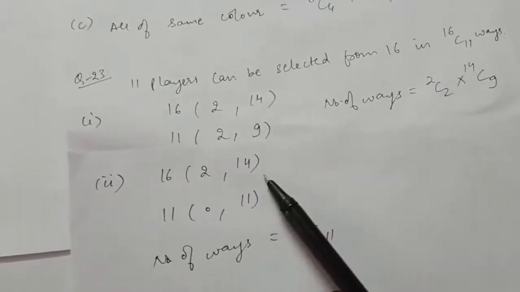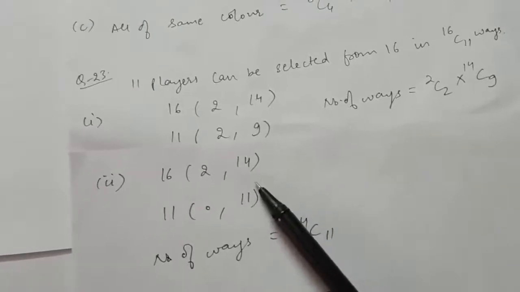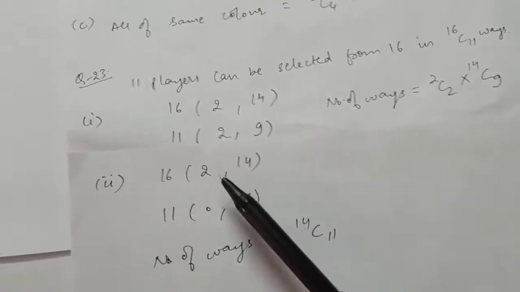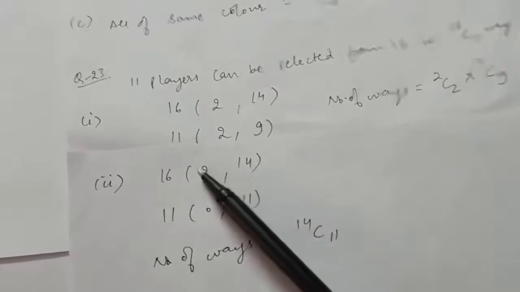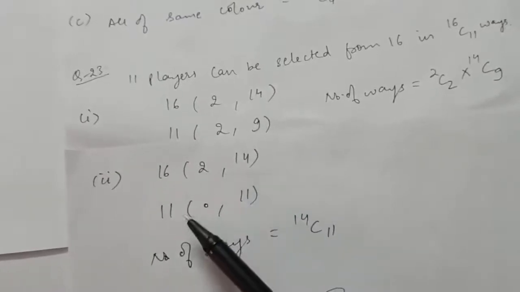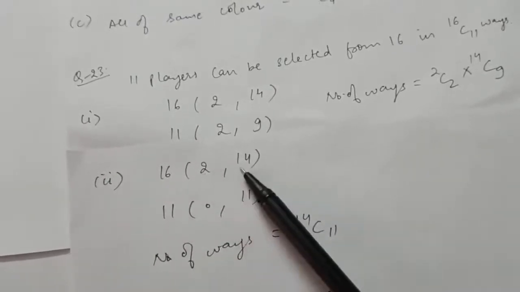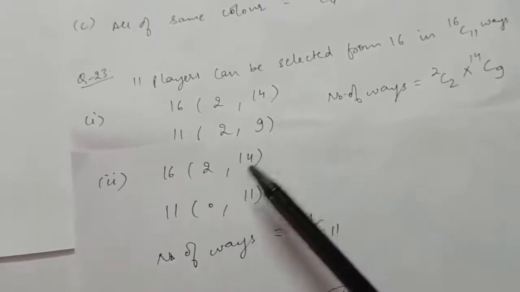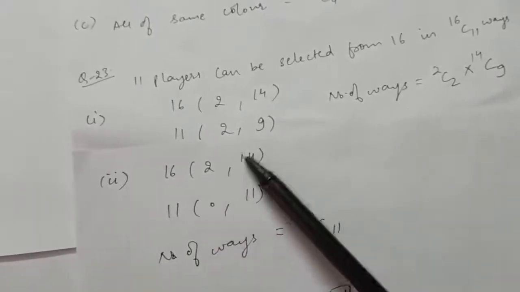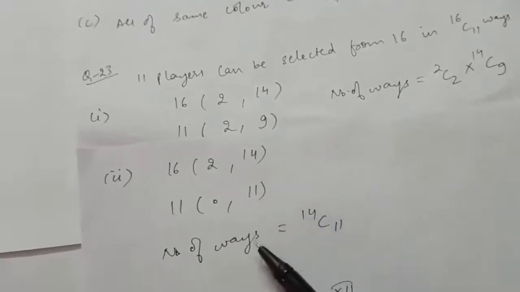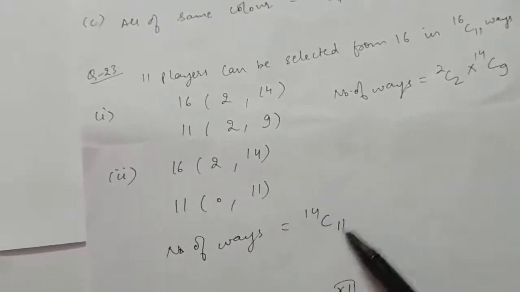In the next case they have asked to exclude 2 particular players. That is, these 2 particular players will never be selected. So these are 2, the rest are 14. We don't have to select these 2. So we will select all the 11 players from these rest 14 players, which can be done in 14C11 ways. Is it clear?